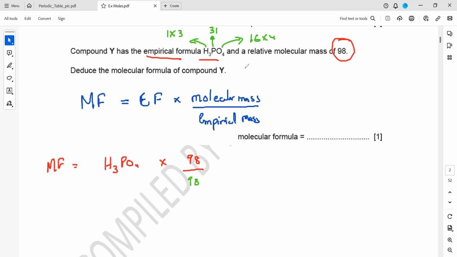So 98 divided by 98 is 1. That means H3PO4 is multiplied by 1, so it won't make any difference. The molecular formula will be the same as the empirical formula. If a compound has the same molecular mass and empirical mass, it means it has the same molecular and empirical formula. So it will be H3PO4. Is this question clear?